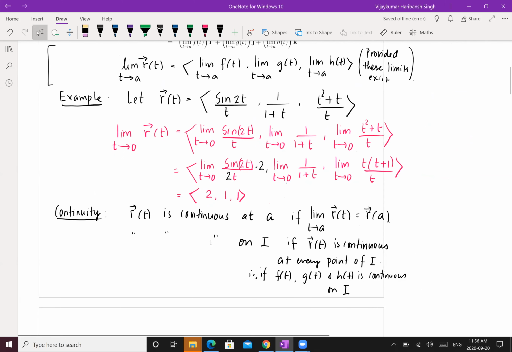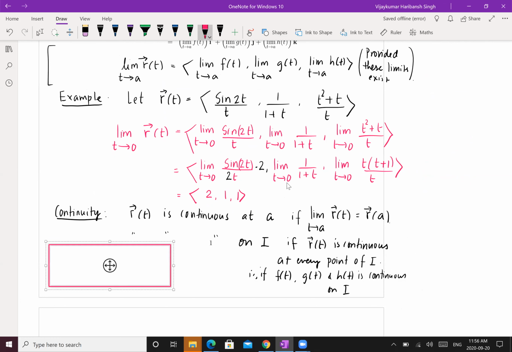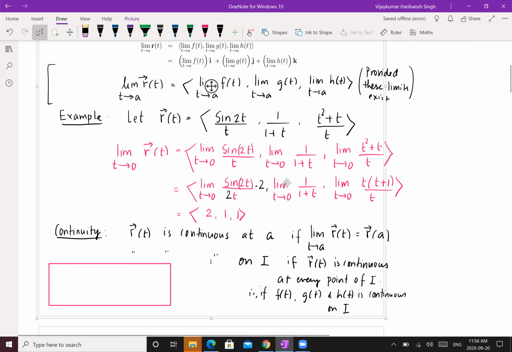Now, the key thing to observe is that limits are taken component wise.